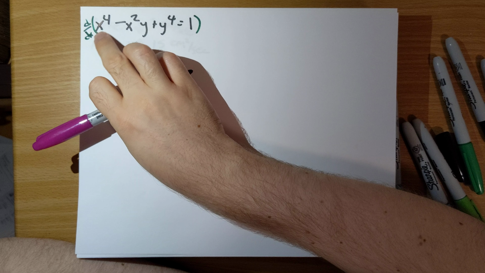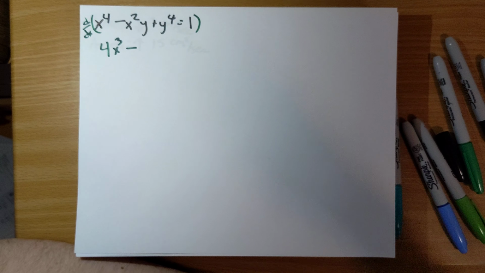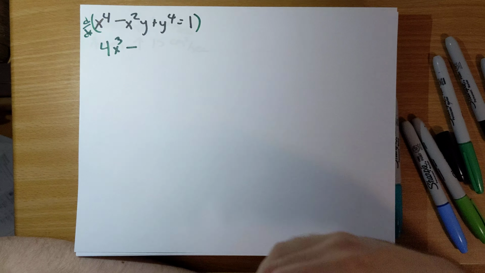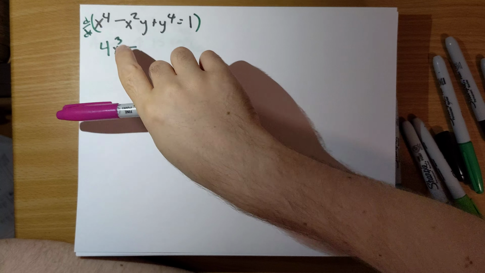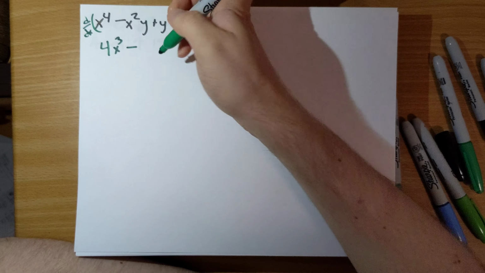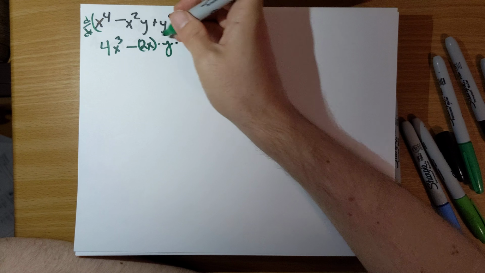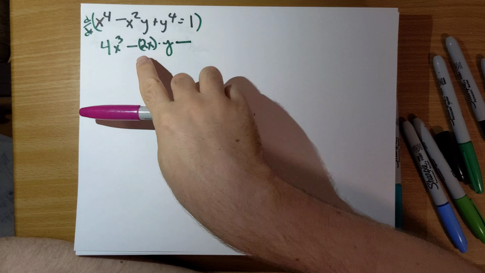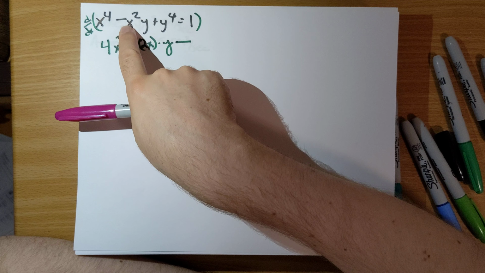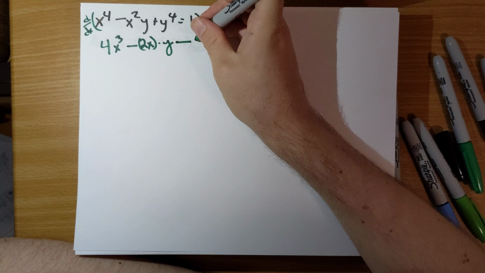The derivative with respect to x of x to the fourth is 4x cubed. The derivative of x squared times y with respect to x, we have to use the product rule here. It's going to be the derivative of x squared times y. The derivative of x squared is 2x times y. The product rule says it's the derivative of this times this plus this times the derivative of this. There's a minus sign there that I'm going to distribute out here.